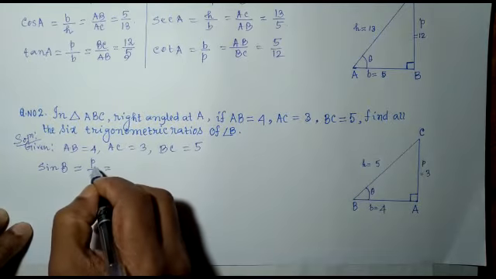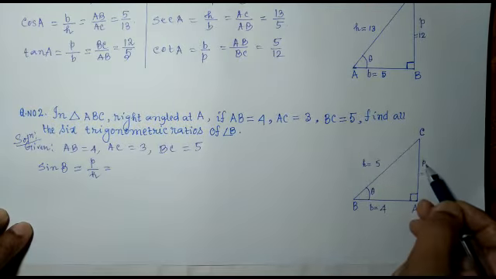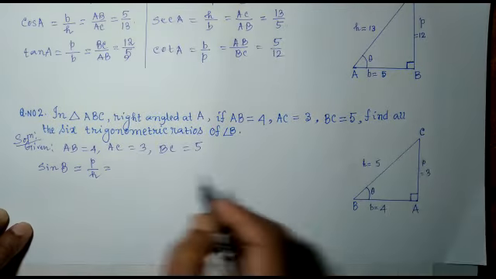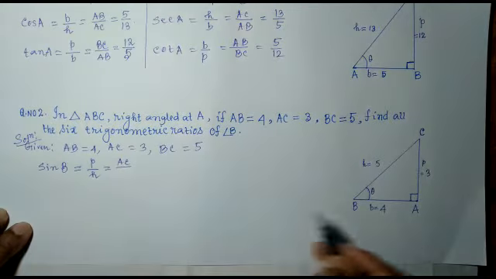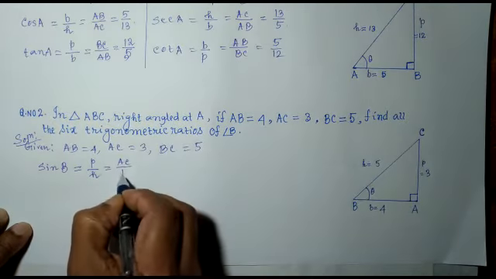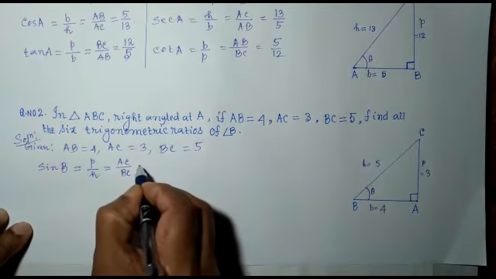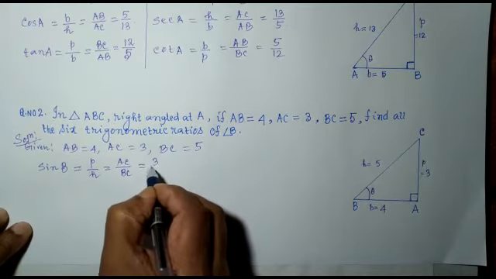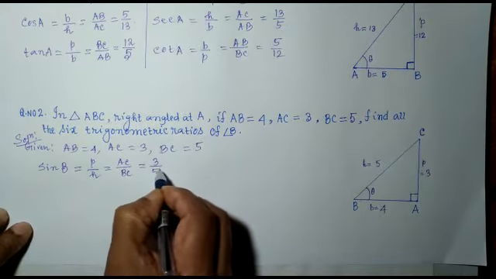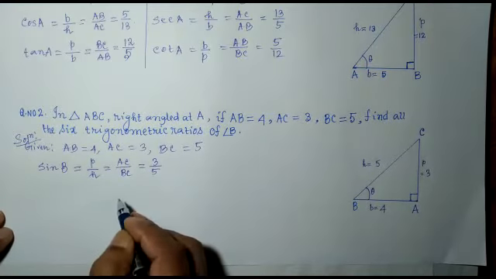So what is perpendicular in the figure? Look the side, perpendicular is AC. So we write here AC, and hypotenuse is what in the figure? It is BC, and write their values. AC is 3 and BC is 5. So sin B is 3 by 5.